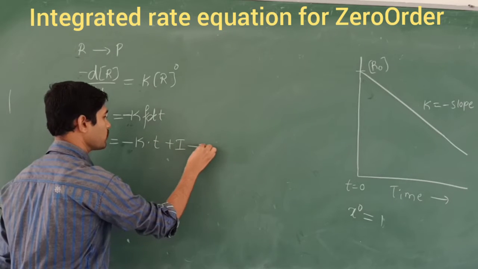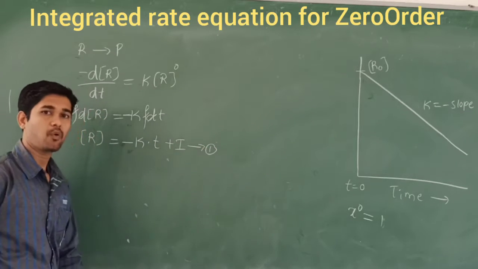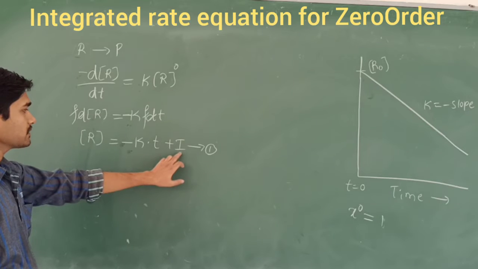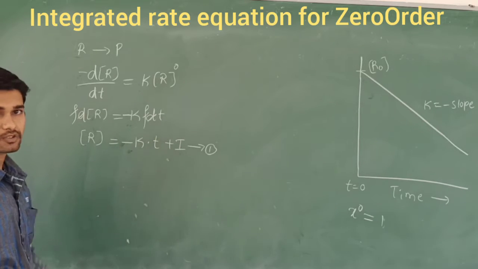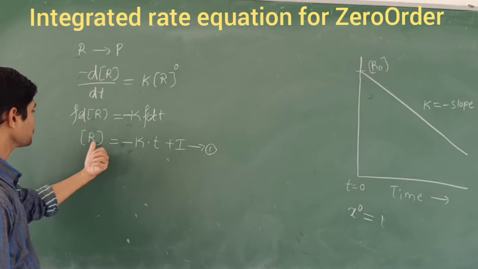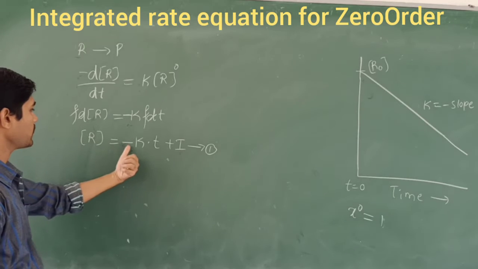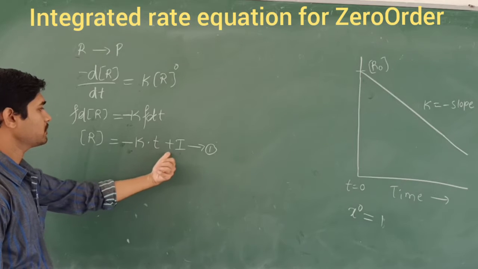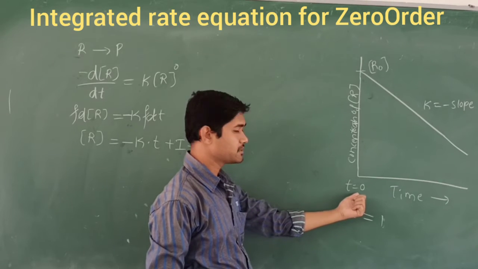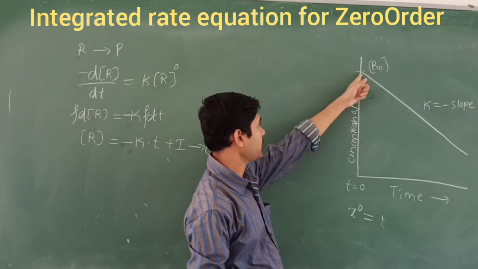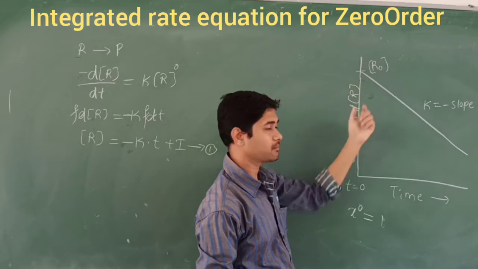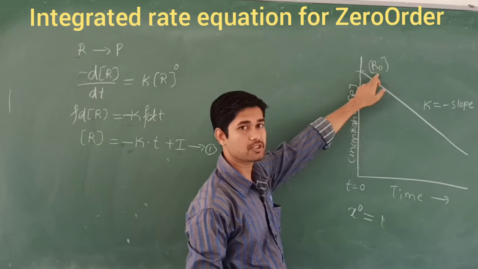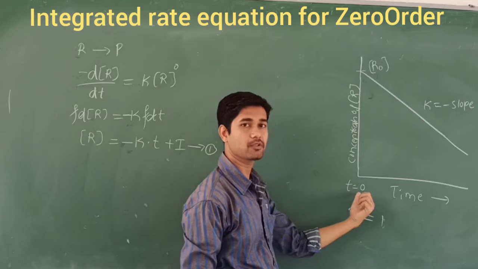I am going to call this equation number 1. What is this I? I is nothing but the integration constant here. So the concentration of the reactant is equal to minus k into t plus I, because the integration of dt is equal to t plus I. When time t is equal to 0, the concentration of the reactant must be equal to R naught, because that is the initial concentration of the reactant at time t equal to 0.